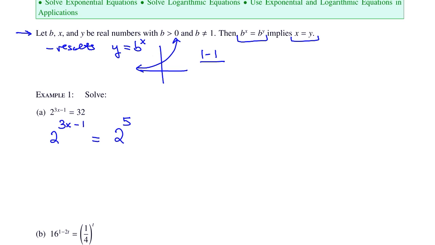And now that the bases are the same, they're both 2's, then we know that the exponents must be equal. So 3x minus 1 is equal to 5. Move the 1 over, get 3x is equal to 6, and x is equal to 2. So the solution to this equation is x equals 2.